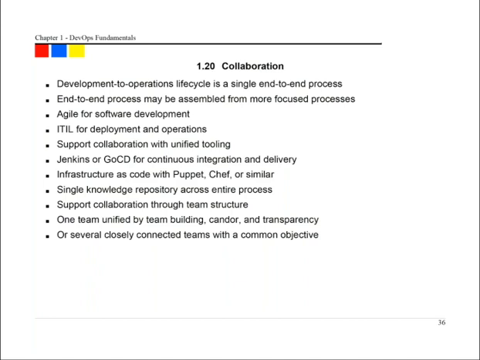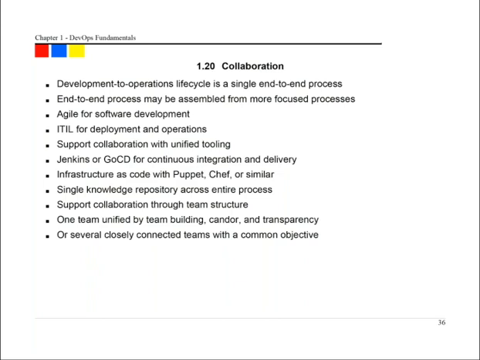To the extent that we can, we want to support collaboration with unified tooling. In other words, to the extent that it's practical, I want to have one set of tooling across the entire value chain. An example of that is something like Jenkins or GoCD for continuous integration and delivery. It's a tool that can run right across from I've checked in some code and I want to build it and test it, all the way to driving that code into a production environment. So Jenkins, GoCD, tools like it, are excellent unified tools to support collaboration because we have one set of tooling pretty much everywhere.